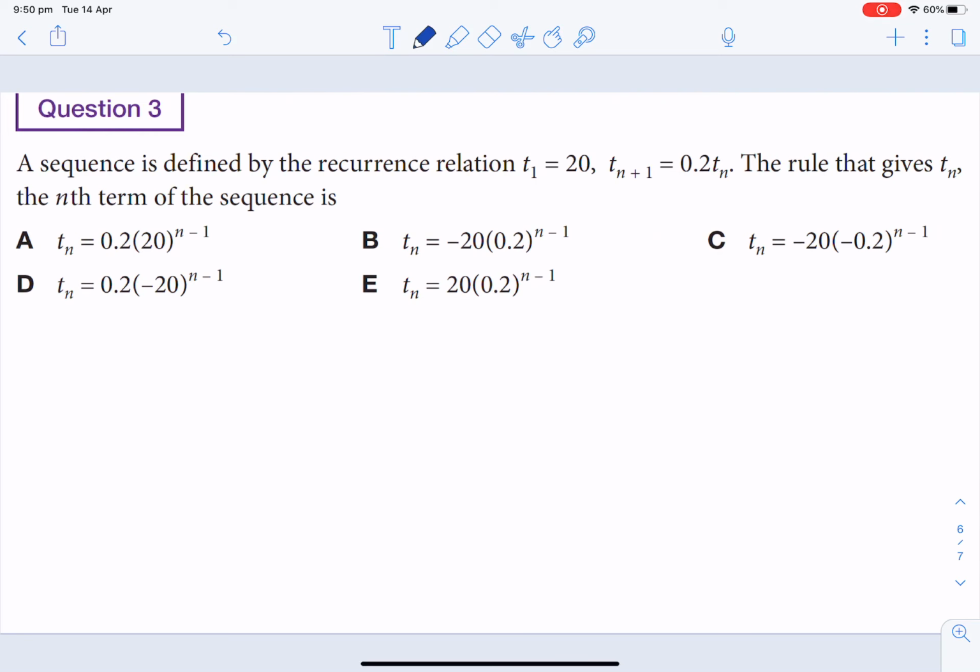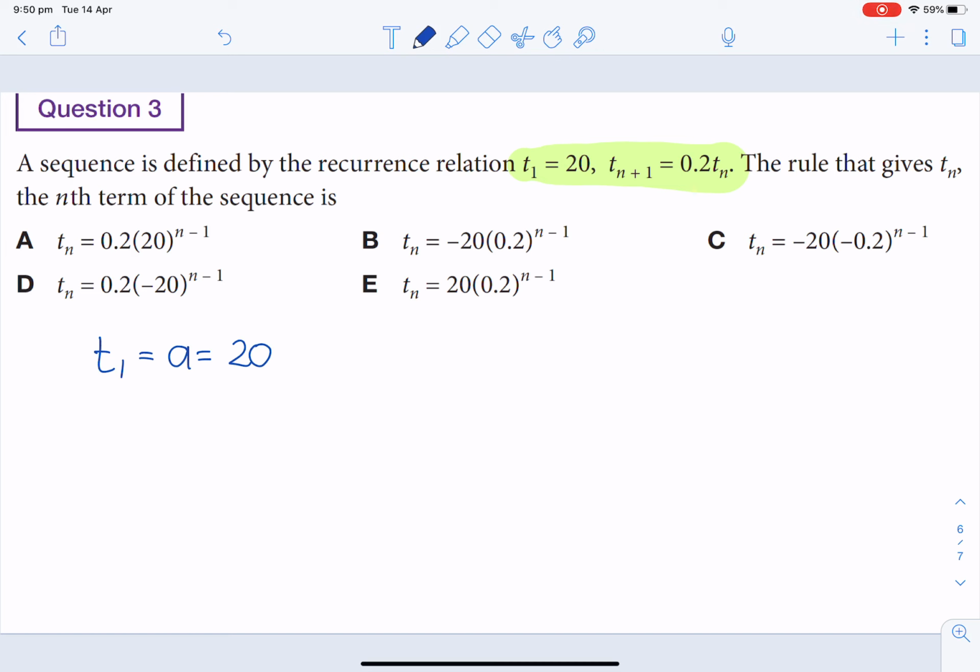So taken directly from your textbook, I have put in question 3. It's got all the multi-choice answers, but I'm just going to go through this step by step to show you how to find the solution based on the recurrence relation that you've got. So we have our recurrence relation up the top here. We need to pull out our key information. T1 equals A equals 20.